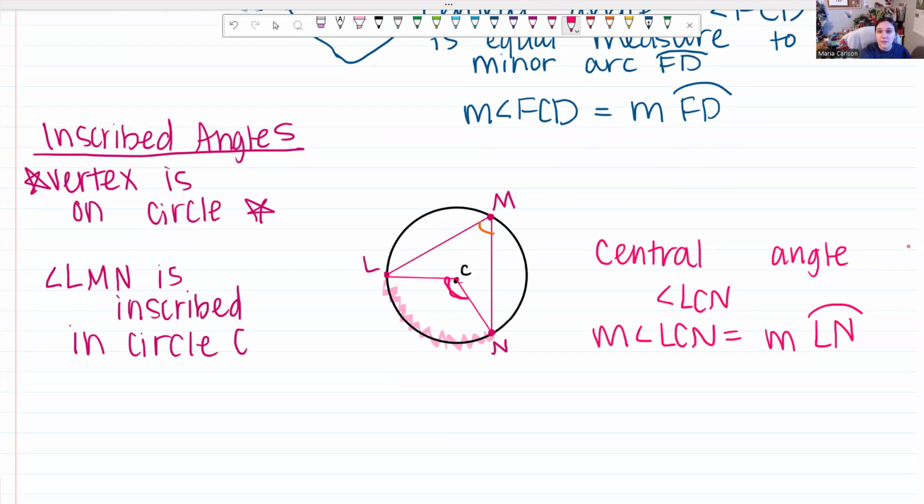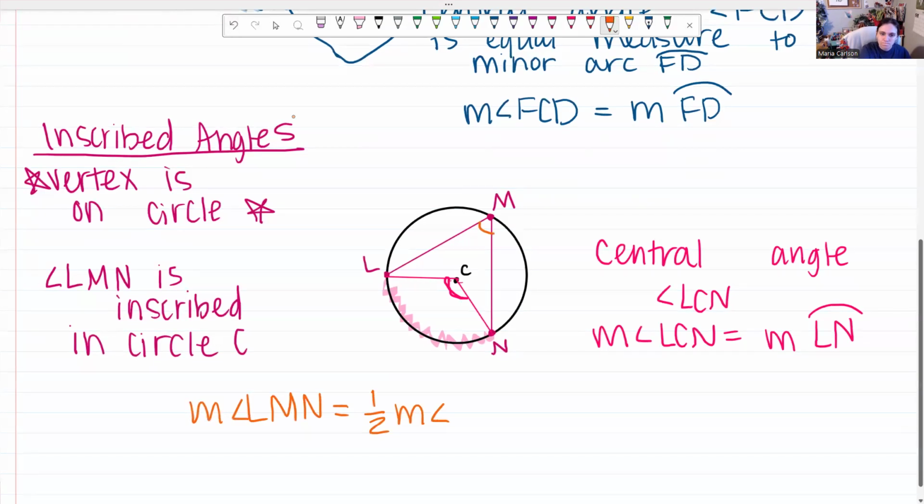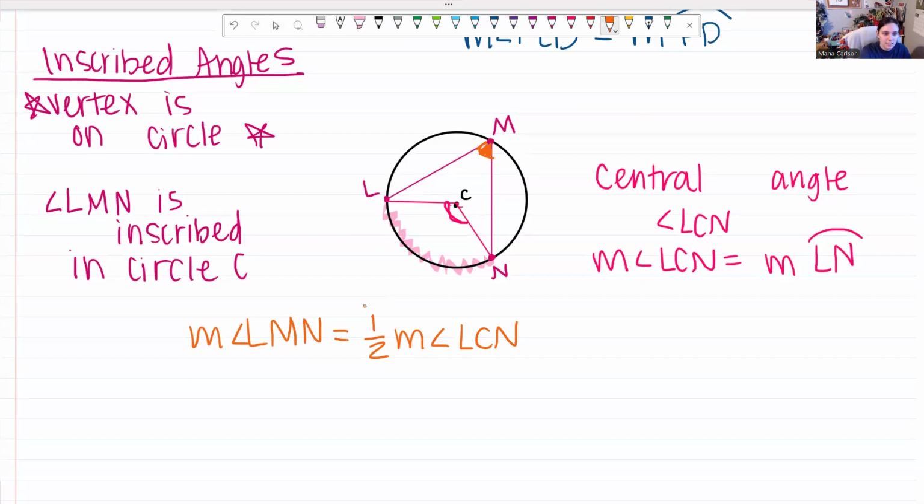So to represent the measure of that inscribed angle, the measure of angle LMN, the inscribed angle, is actually half of the central angle. So measure of angle LMN is half of the measure of angle LCN. Meaning this inscribed angle is half of the central angle, or this inscribed angle is half of that arc, right? Half of the measure of arc LN.